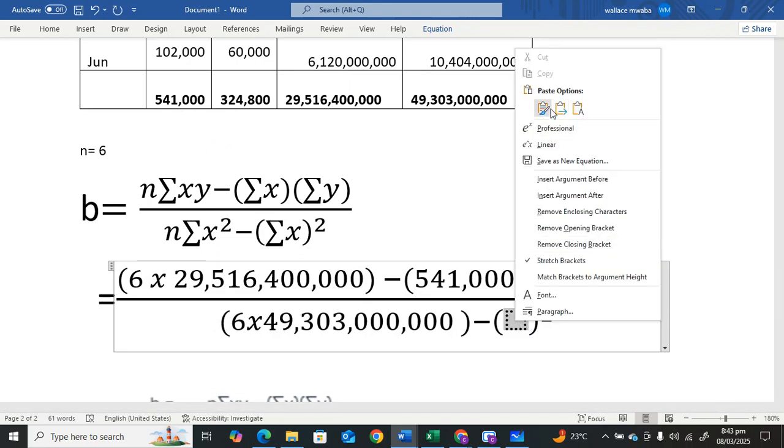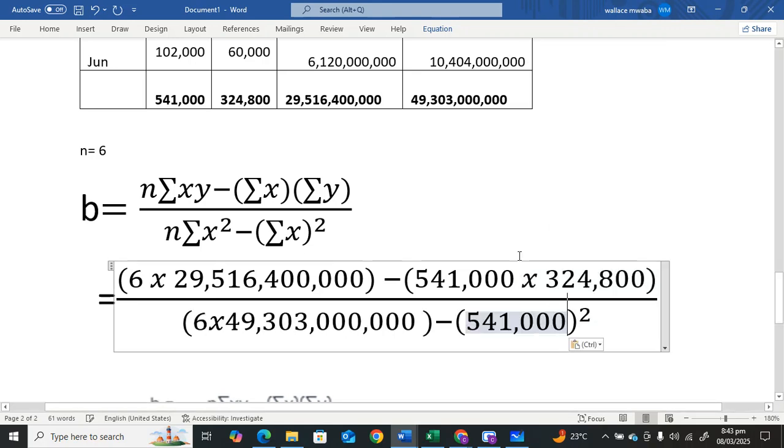Okay, colleagues, let's see what our calculators will be telling us. 6 times 29 billion, 516. 6 times this number here. Then just do the whole operation, put it in brackets, minus, open brackets, this times that. At least the calculator should give you a figure which is consumer friendly.